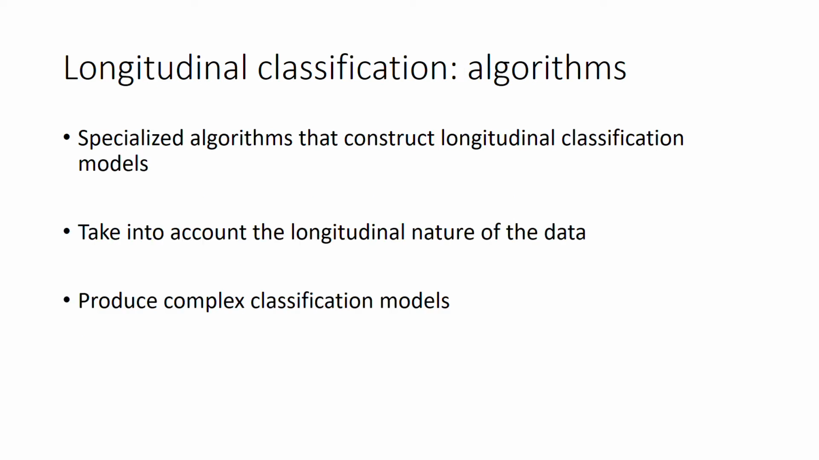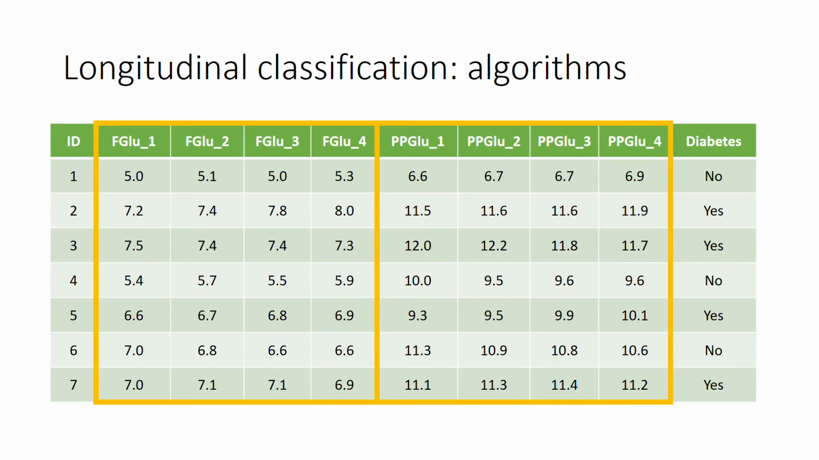Another type of approach is designing a custom algorithm. There are only a few studies that actually design custom algorithms that are aware of the longitudinal data, meaning that these 2 longitudinal attributes are analyzed by their models as being inseparable. So fasting glucose level, those 4 measurements there would be considered as a whole, and postprandial glucose levels would also be considered as a whole, not dividing them into 4 separate attributes.